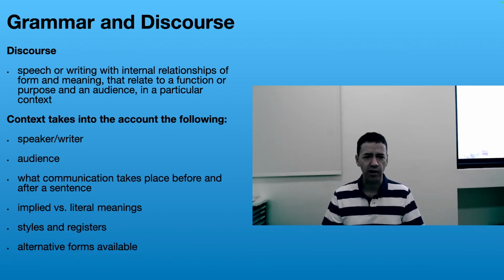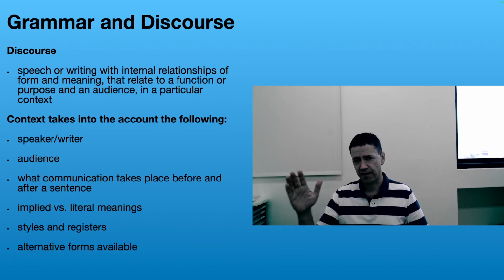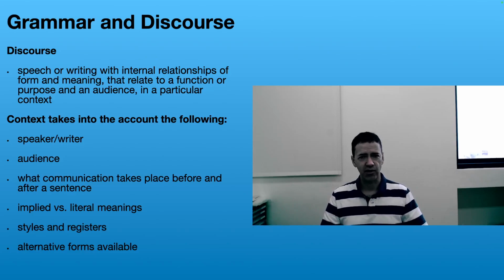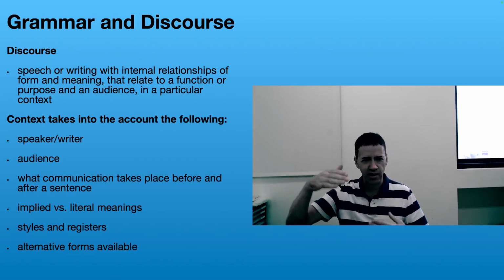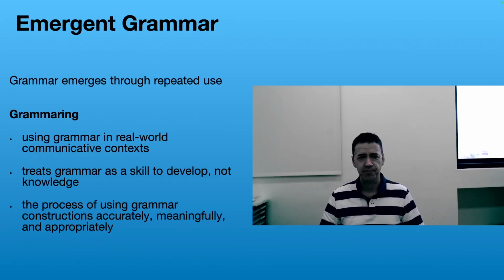These are all of the things that are included inside. So the speaker or the writer, who's the audience, what communication takes place before and after a sentence, implied versus literal meaning. So I just showed you the example of get out of here. Styles, the registers, the alternative forms available. Why did you choose this particular form and not that particular form? Who is it that you're speaking to? Maybe there's some sociolinguistic variance there due to who's in this conversation. We're talking about the distance between two people, the power levels, lots of things going on.